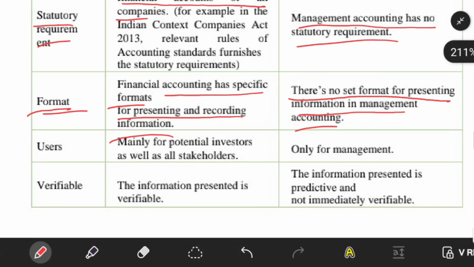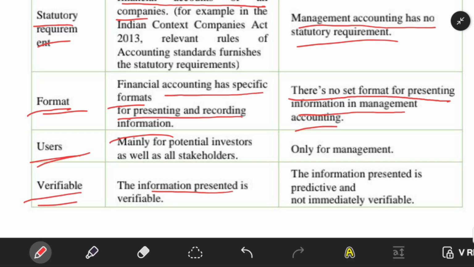Okay. Next is users. Mainly, financial accounting is used by external users like shareholders, investors, lenders, governments, etc. Whereas management accounting is only for management. It is used only by the internal management team, whereas financial accounting is used by external users like shareholders, governments, etc.